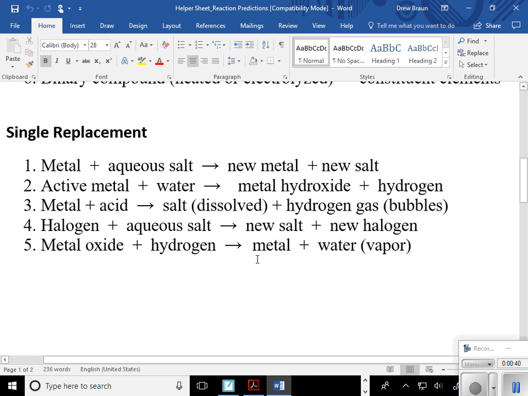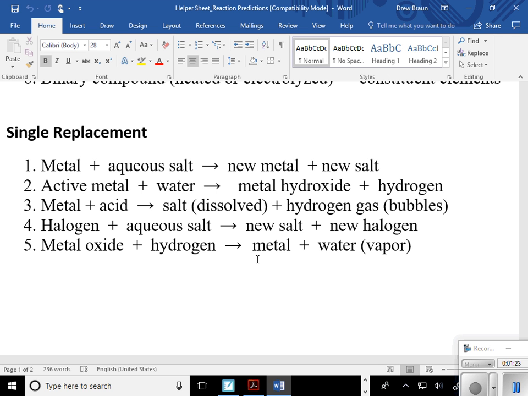We have a metal plus an aqueous salt. Remember, all an aqueous salt is something that is ionically bonded. Okay, aqueous means it's dissolved in water. So a metal with an aqueous salt will yield a new metal and a new salt. An active metal plus water. Now we're going to have to check on our activity series for that particular one, but we'll do that when we work the examples. That's why we have our activity series out.